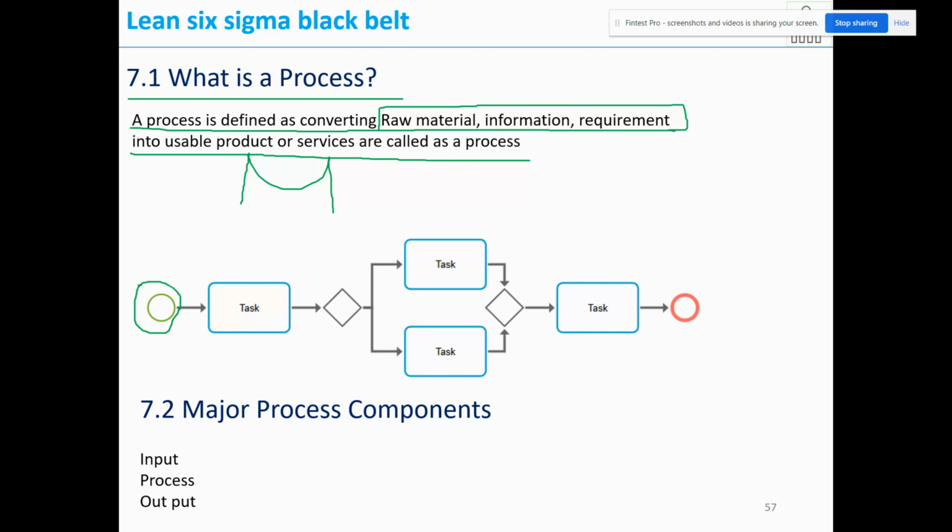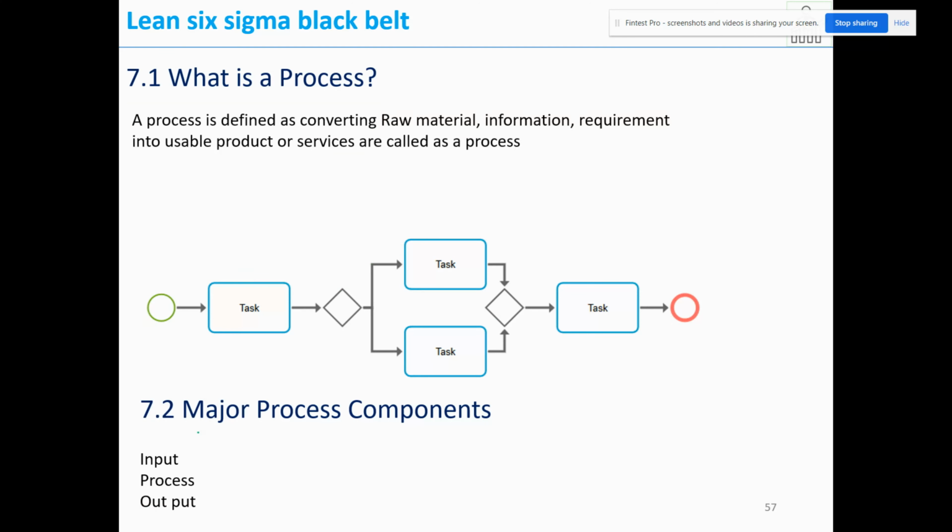This is a simple line diagram of a process, where this, we call it as input, and there will be a task. In the task there will be subtasks based on the decision. Then finally you will get the output as a product or services. So the major process components are input, process and output.